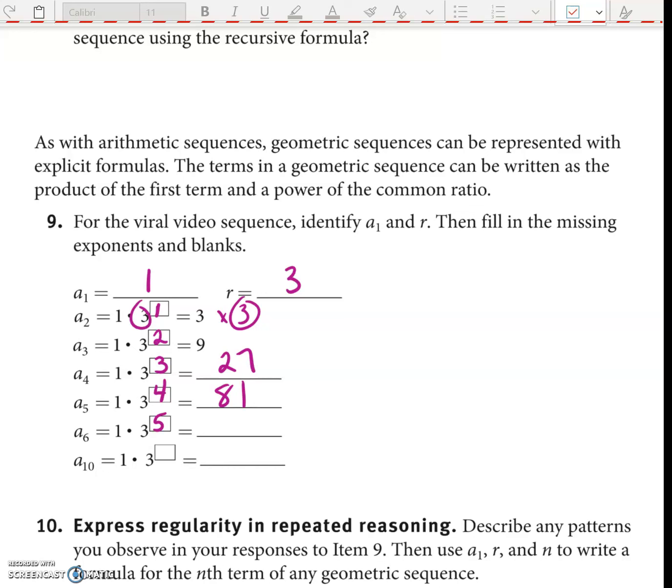1 times 3 to the 5th is 243. And then see here how it says it jumps to the 10th. Well, if you look at here, all I'm doing is going up on my exponents by 1. But if you look at my stage number and my exponent number, it's 1 less. See that I have 3 here, but I only use 2 here. I have 4 here, but I only use 3 here. So if I have a sub 10, that means I'm only multiplying by 3 nine times, which gives a total of 19,683.